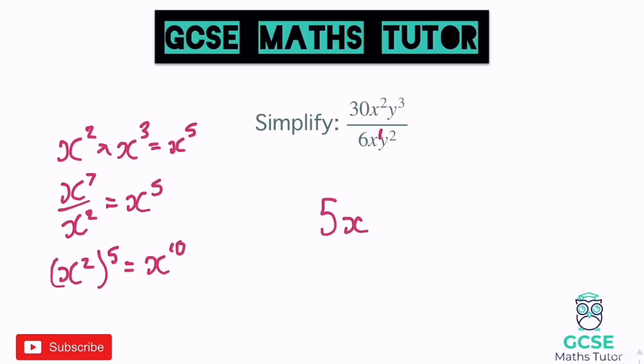I'm not going to write that in, I'm just going to leave it as x because that means x to the power of 1. Moving on to the y's, we have y to the power of 3, y squared on the bottom, and 3 take away 2 gives us just y on the bottom there. So our final answer would be 5xy.